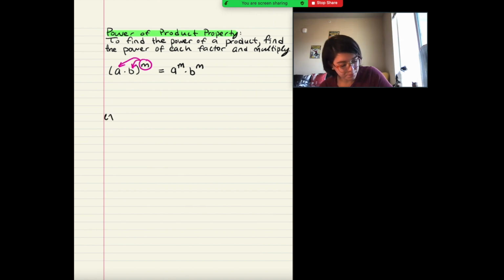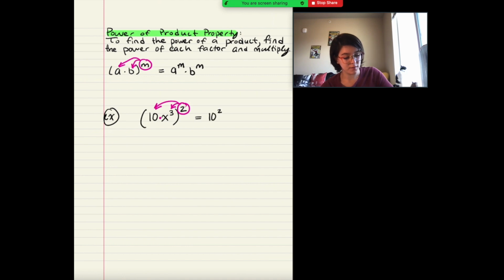So for example, if we had 10x to the third, squared. On the inside, we have 10x to the third. It's important to remember that this 10 in front of the x implies that we're multiplying it. So that means we have two factors. We have 10 and we have x to the third. So we need to make sure that we distribute this 2 to the 10 and to the x to the third. So this would become 10 squared times x to the third squared.